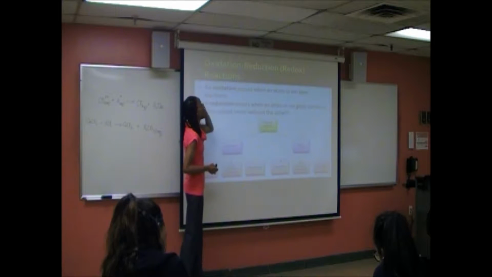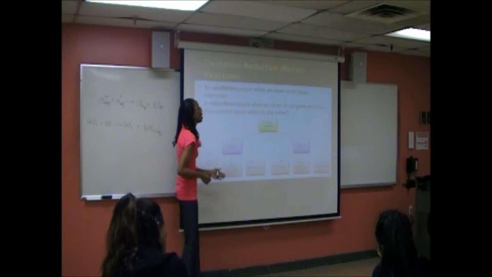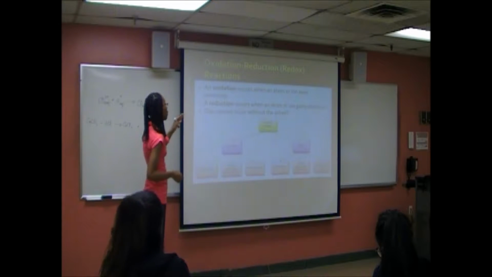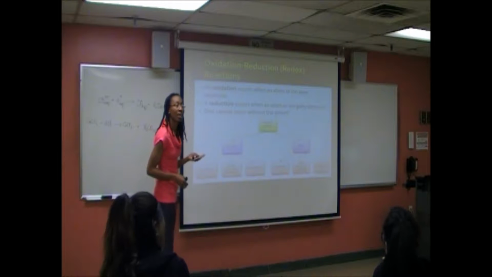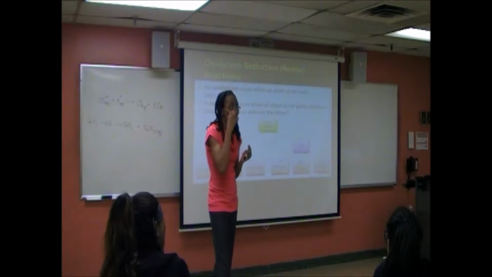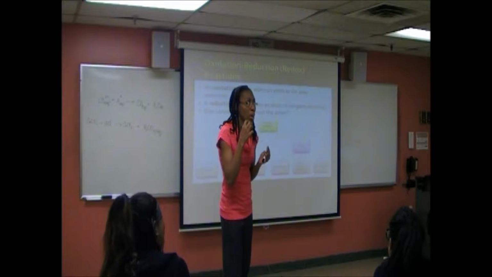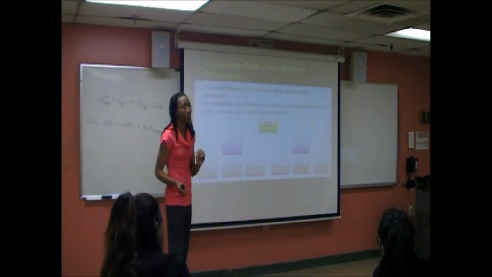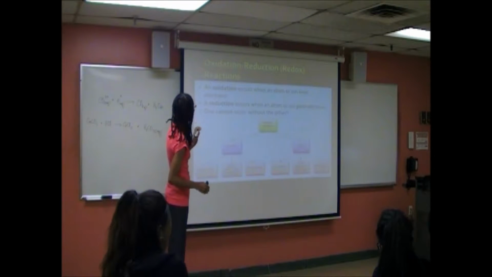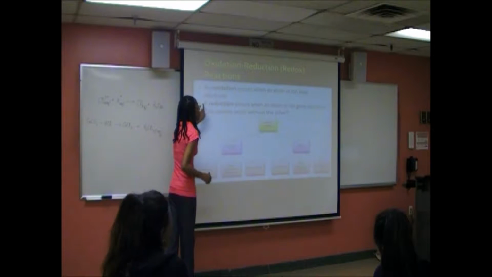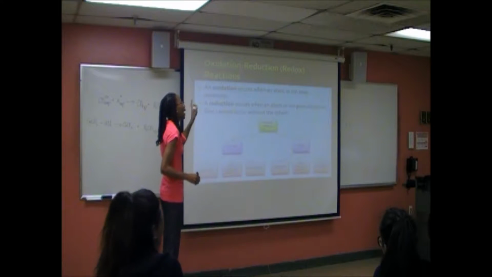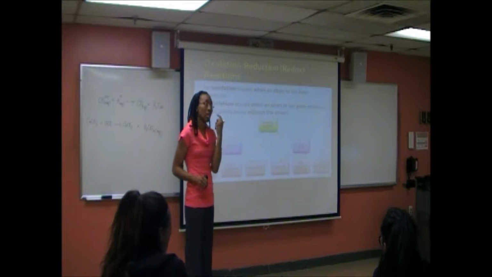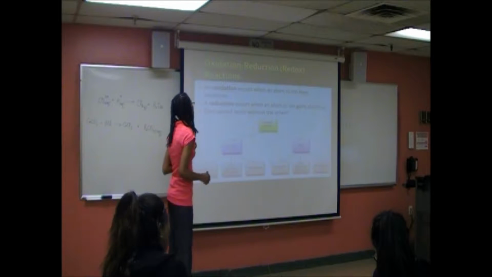Oxidation occurs when an atom or an ion loses electrons. Reduction, who? Don't tell me. Yeah, you donate to somebody else. Yeah. Right? Reduction occurs when an atom or an ion gains electrons. Right?